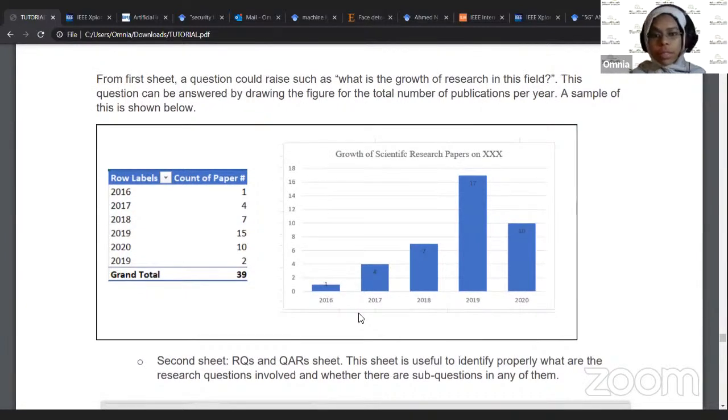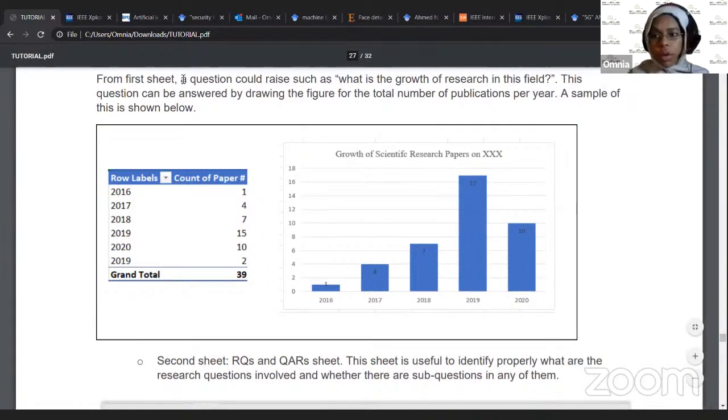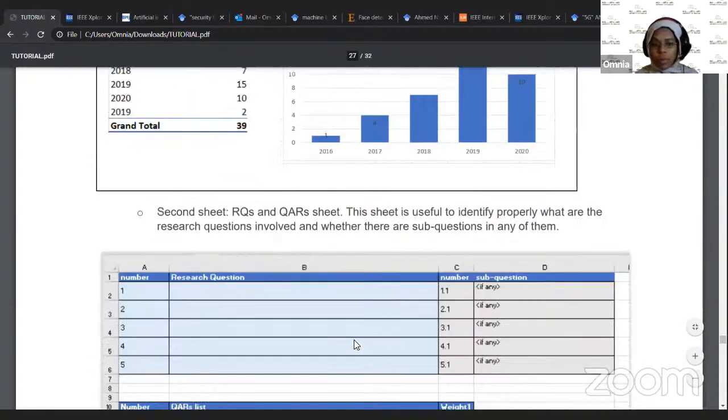As I told you, from the Excel sheet we can raise a lot of questions, and we can also add a lot of graphs and information to the paper. For example, just from the years of publication of every paper, we can report the growth of research in this field. Here we can see the number of papers in every field, and this was the trend or the growth of research publications in the field of this study.